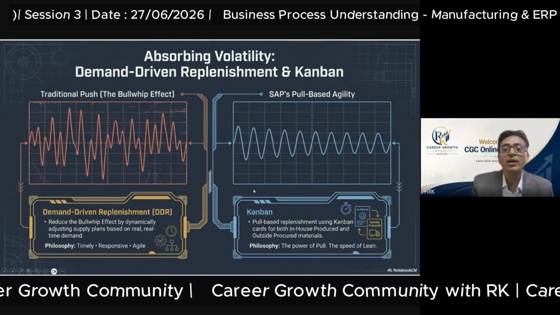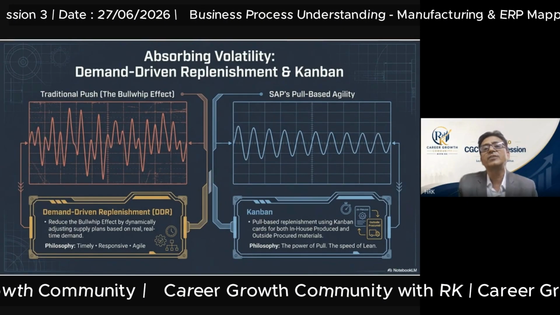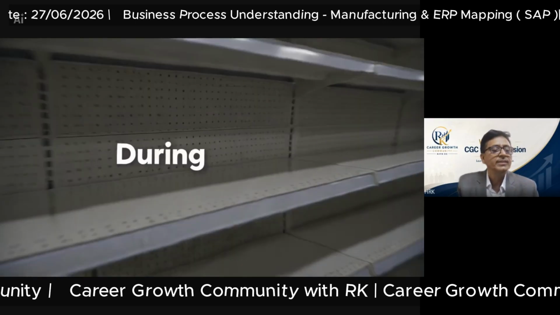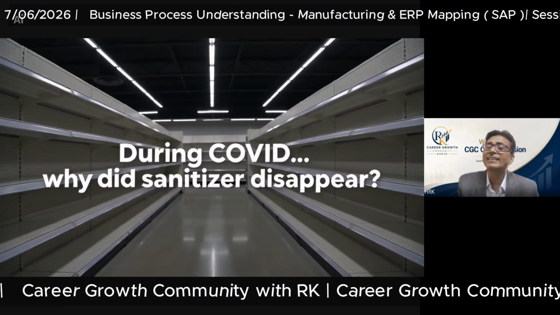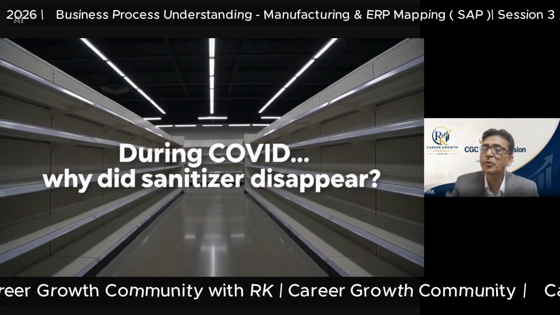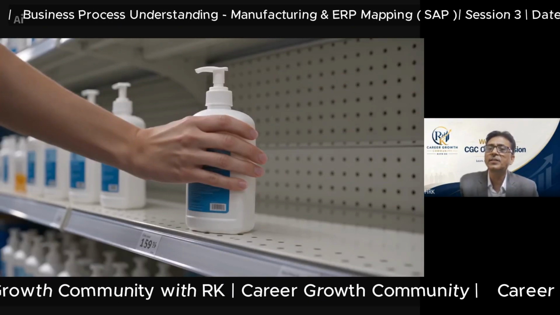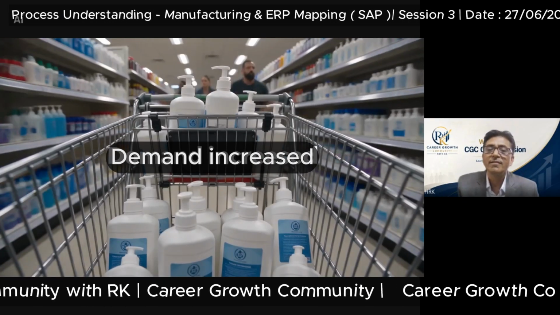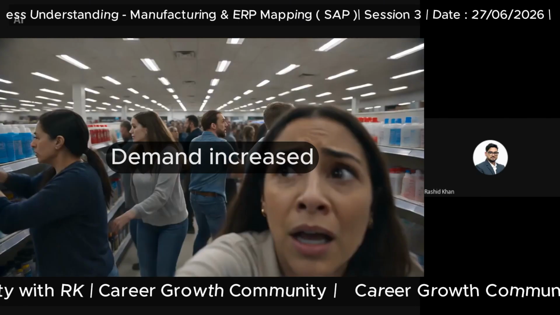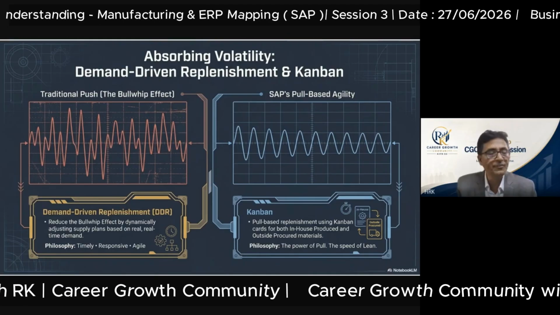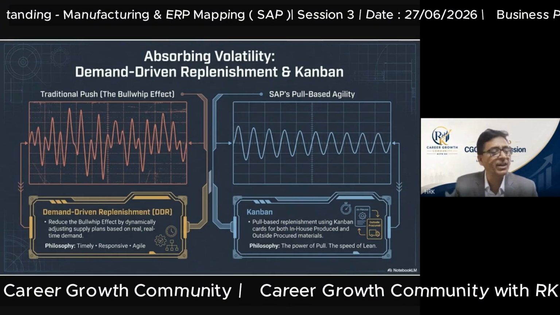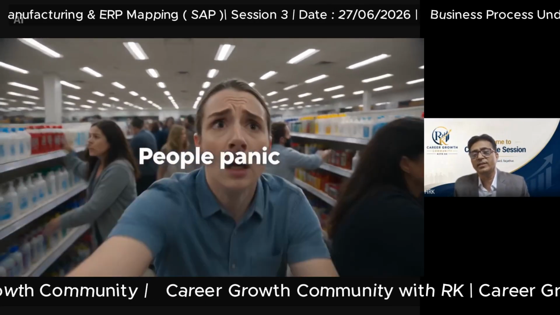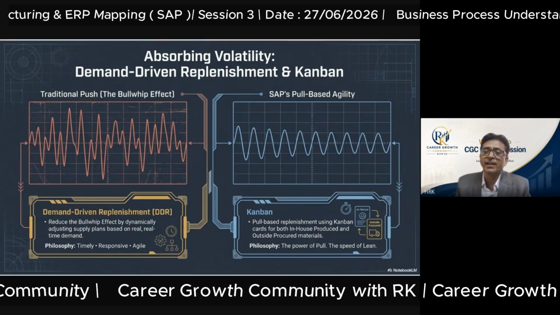So let's take a real world historical example. I want to ask you again a question: during COVID, why did sanitizer disappear? Do you remember the COVID era, in 2020 and 2021? Why did sanitizer disappear? Because of the huge demand in the market. Obviously, the demand increased and people were in panic. They were storing more and more sanitizer, or sometimes more drugs.